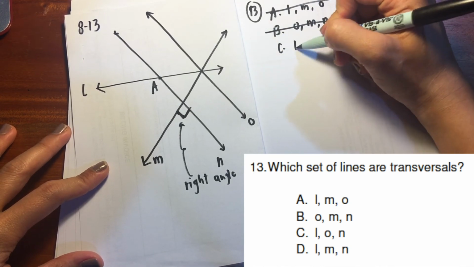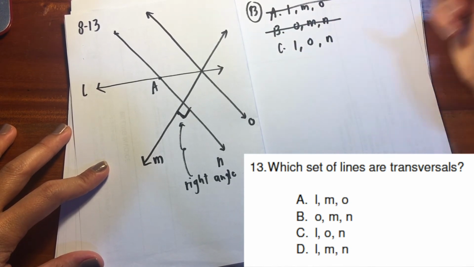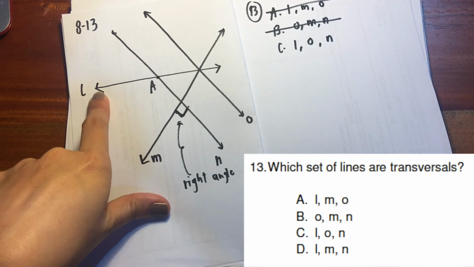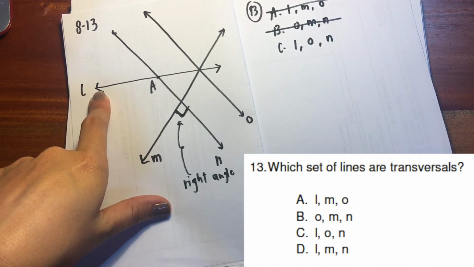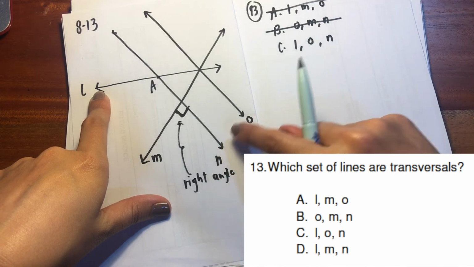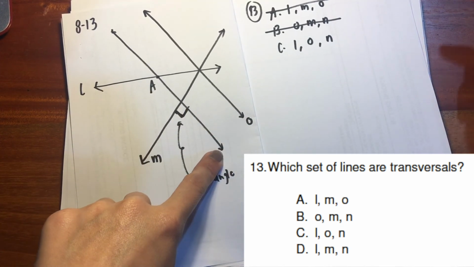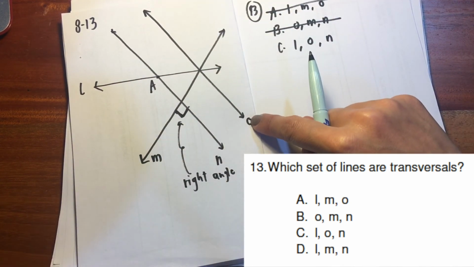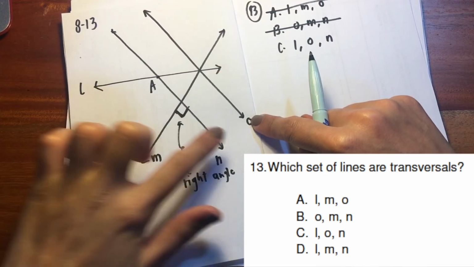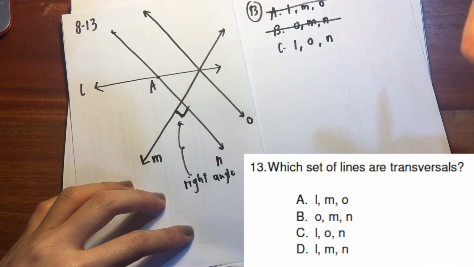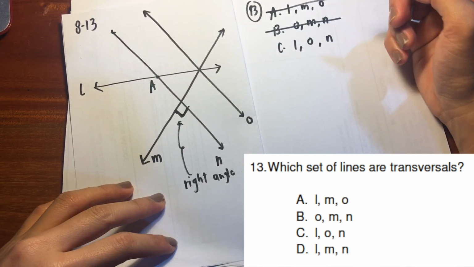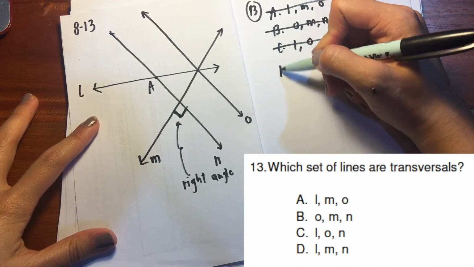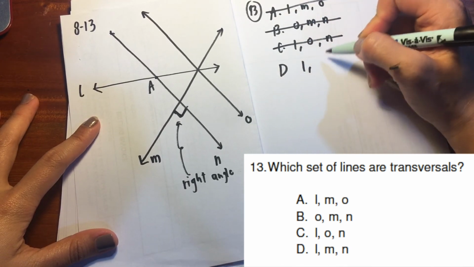Letter C, L, O, and N. Okay. We can check that L is a transversal of N and O, but N is not a transversal of L and O, and O is also not a transversal of L and N. So therefore, this is not a set of transversals. So by method of elimination, we can already conclude that letter D is the answer, L, M, and N.